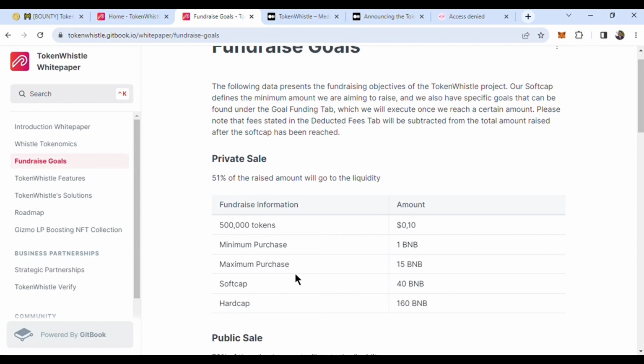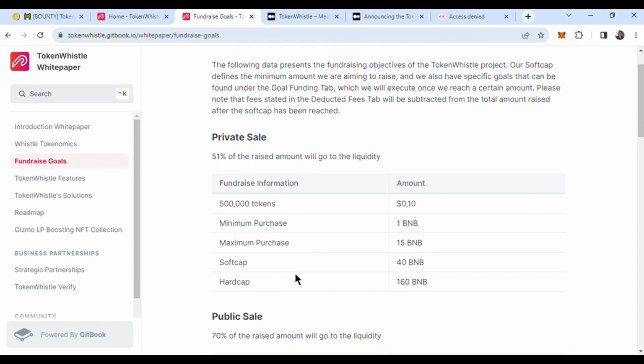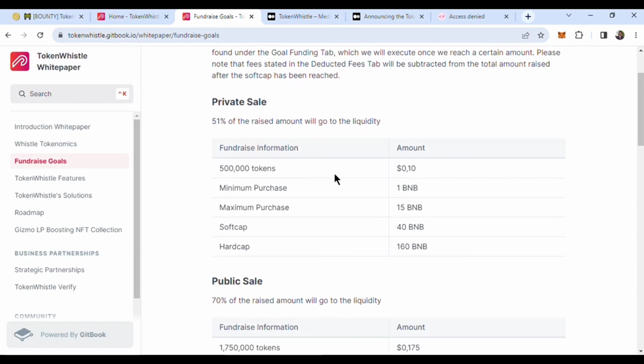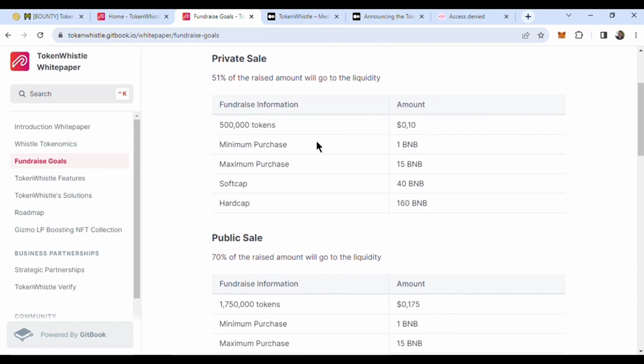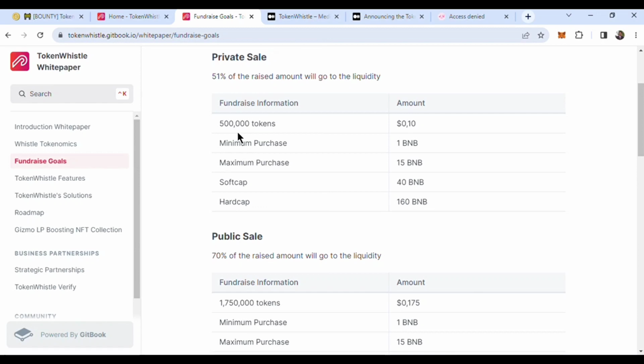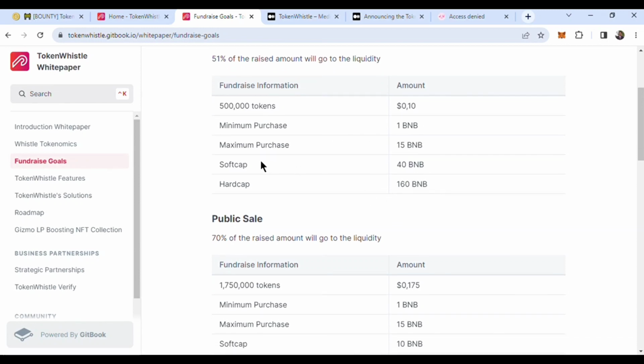Please note that fees stated in the deducted fees tab will be subtracted from the total amount raised after the soft cap has been raised. For the private sale, 51% of the raise amount will go to the total liquidity. It's very great guys, 51% of the token will go to the liquidity. Here is the fundraise information. The 5 million token value is 0.10, minimum purchase is 1 BNB, maximum purchase is 15 BNB, soft cap is 40 BNB and hard cap is 160 BNB.